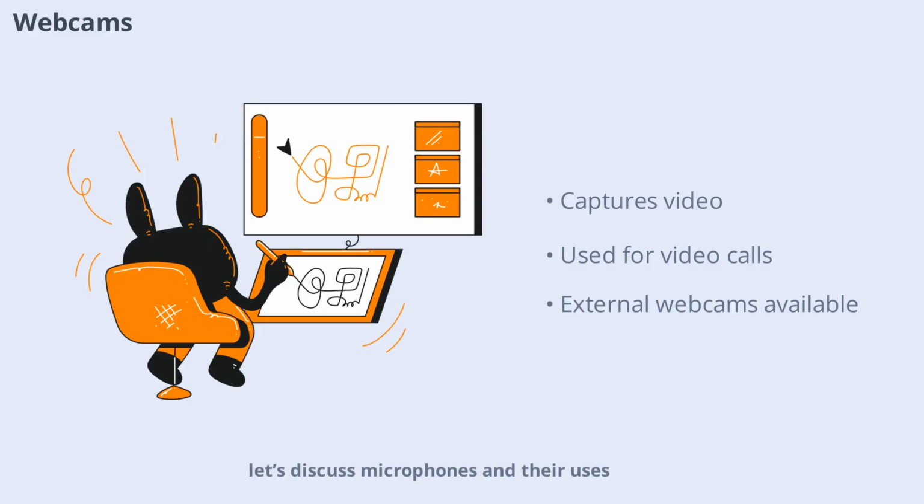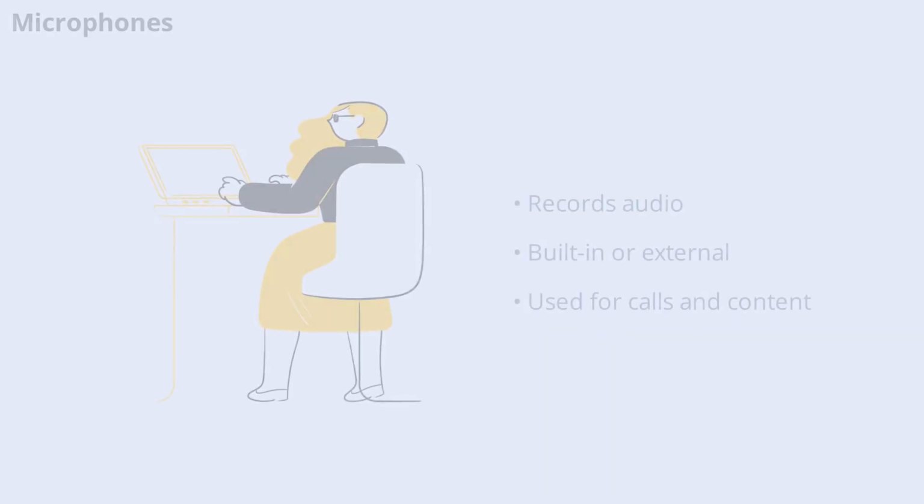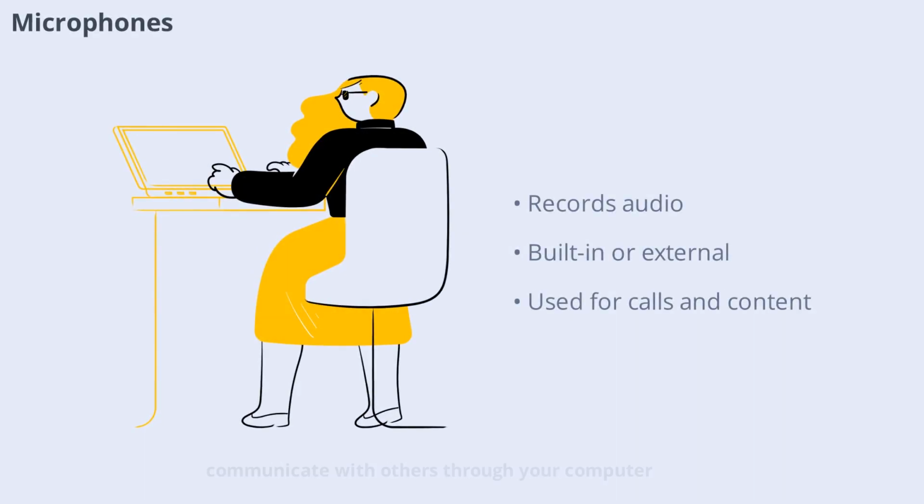Next, let's discuss microphones and their uses. Microphones let you record audio or communicate with others through your computer. They're built into many laptops and webcams, but external microphones offer better sound quality. Microphones are important for video calls, gaming, and creating content like podcasts.